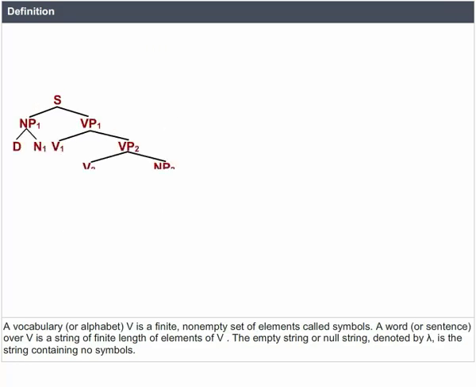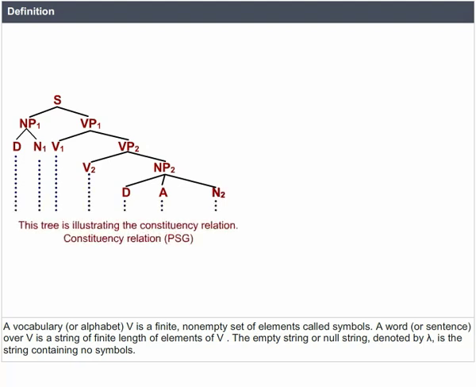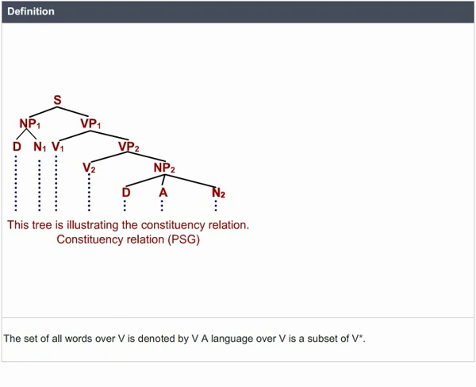Definition. A vocabulary or alphabet V is a finite, non-empty set of elements called symbols. A word or sentence over V is a string of finite length of elements of V. The empty string or null string, denoted by lambda, is a string containing no symbols. The set of all words over V is denoted by V star. A language over V is a subset of V star.